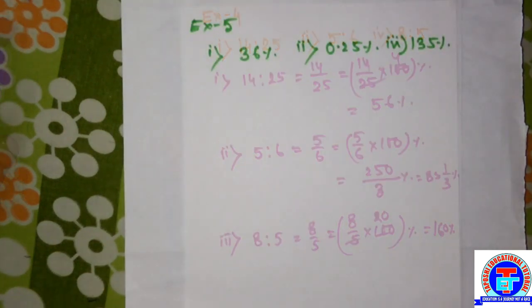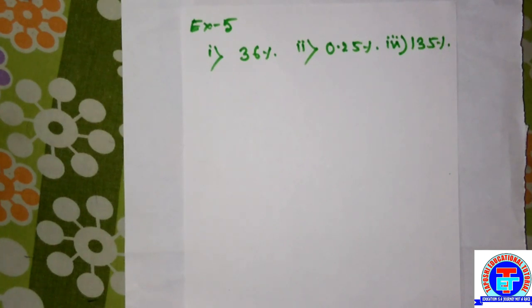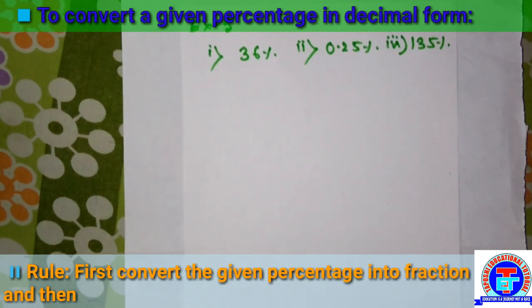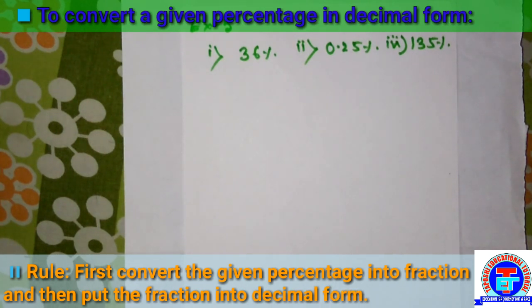Let's continue. Here my dear student, I am going to discuss how to convert a given percentage into decimal form. The rule that we should follow: first convert the given percentage into a fraction and then put the fraction into decimal form. Example number 5: convert each of the following into a decimal fraction.